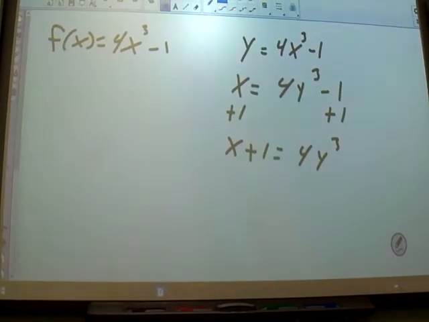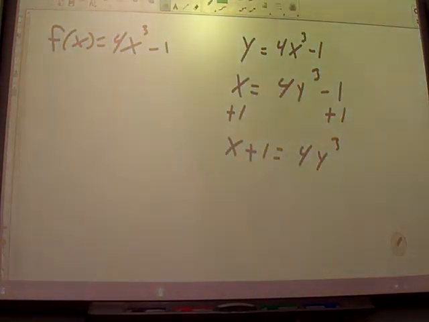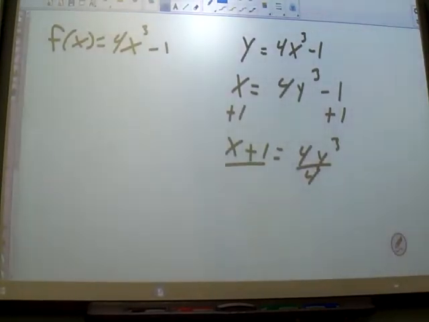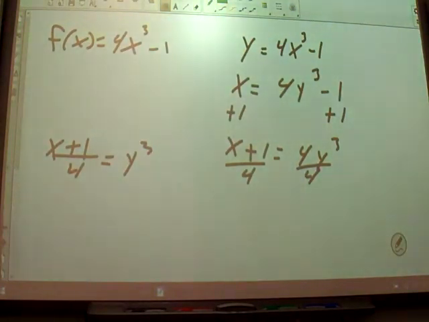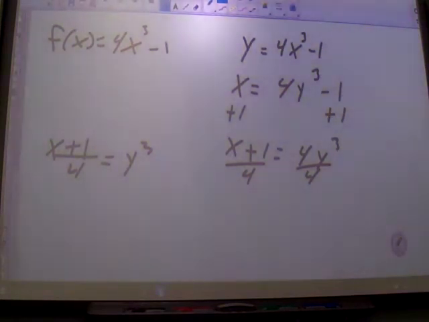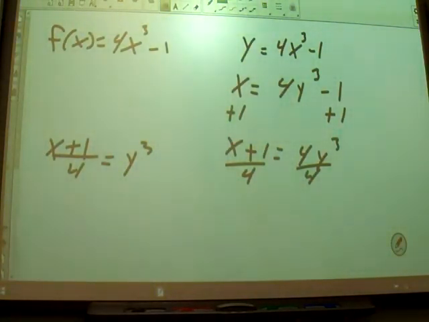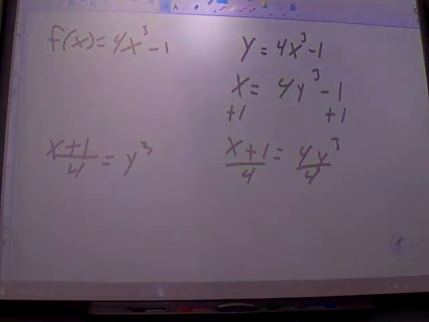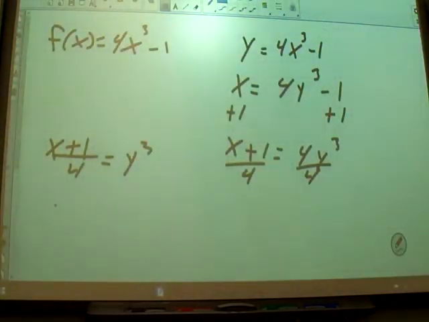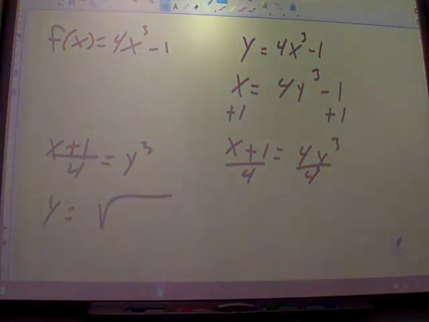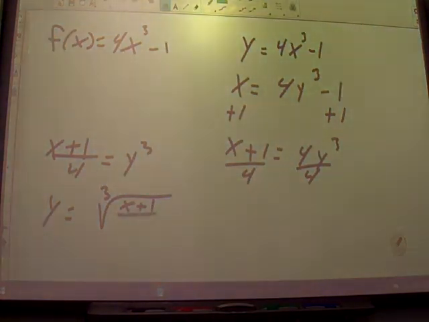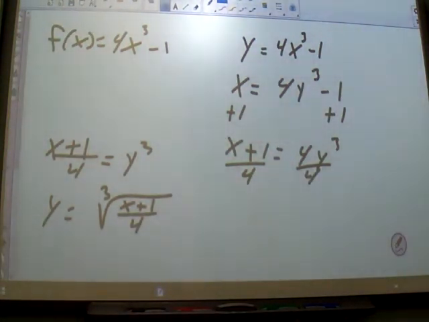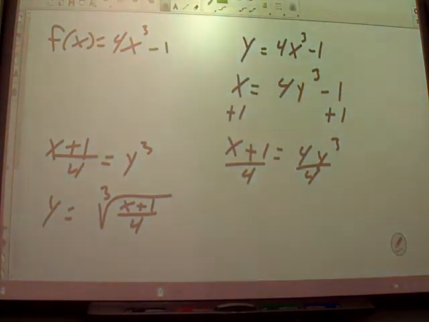What would be our next step? Good, CJ. We're going to divide both sides by 4. Now we need to undo the cubed. Cube root undoes the cube, so we're going to cube root both sides. So with the y cubed, when you cube root it, it just cancels out and you've got a y. So when I cube root the other side, I don't know what the cube root of all that is, so I'm just going to leave all that underneath the cube root.